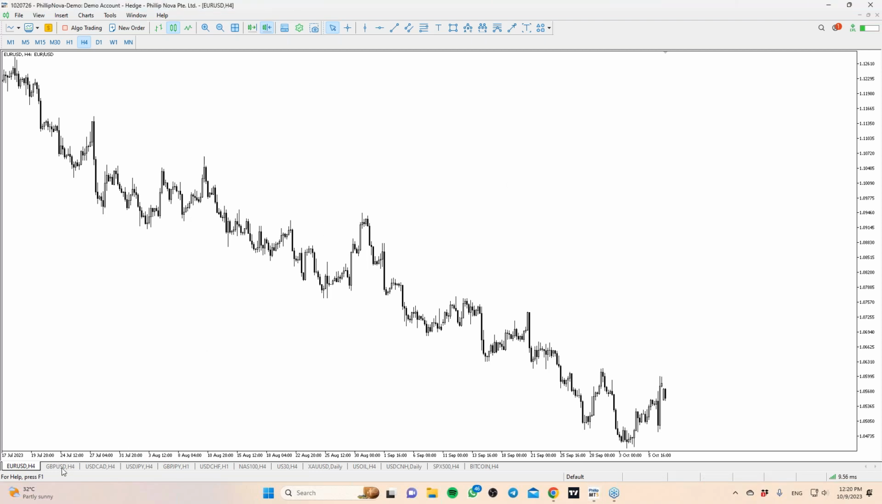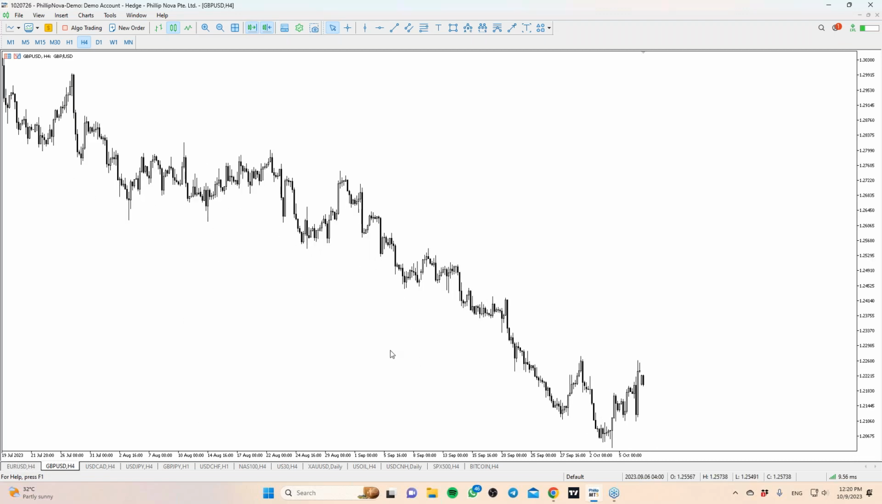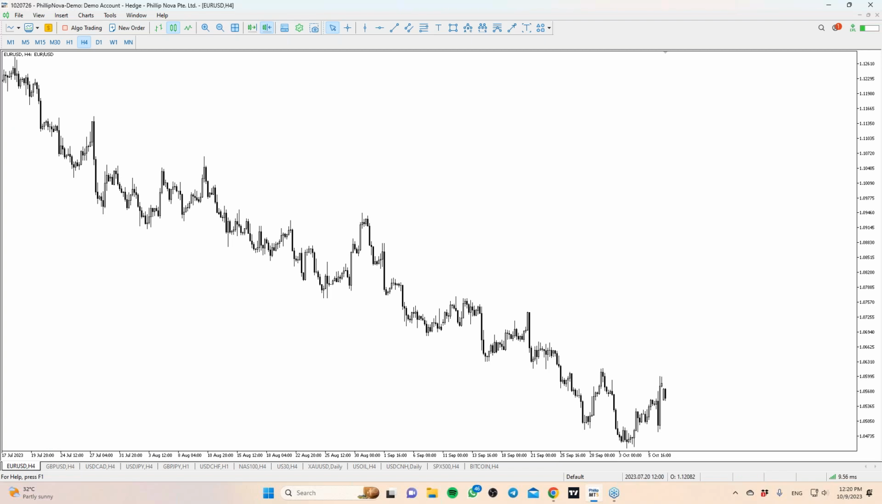So the chart looks pretty similar as well. You know, it's coming down, this is coming down. But from my perspective, I'm not too keen on selling the euro and the pound. I'm more interested in looking for a potential reversal.